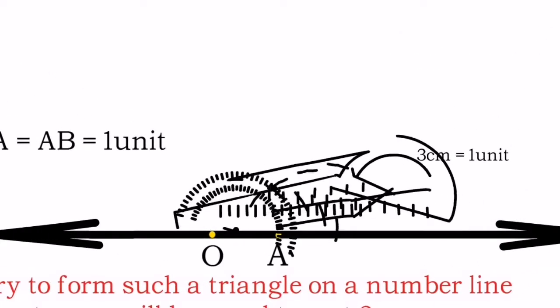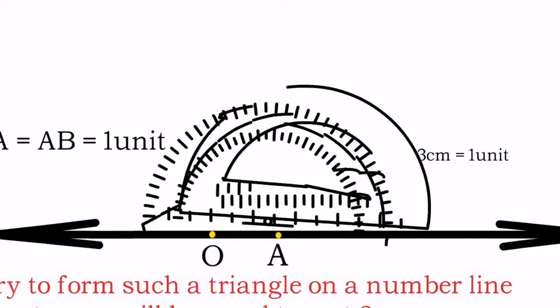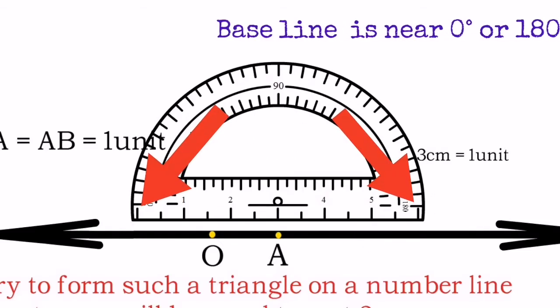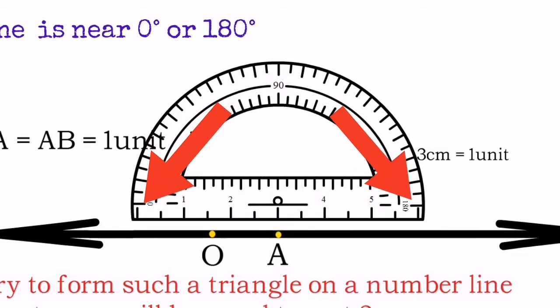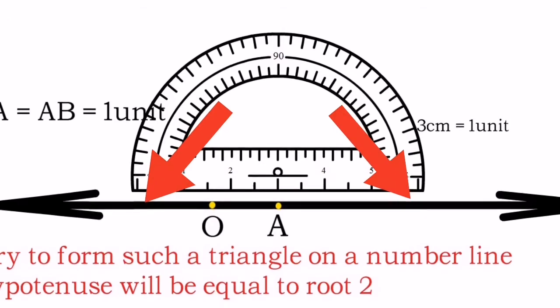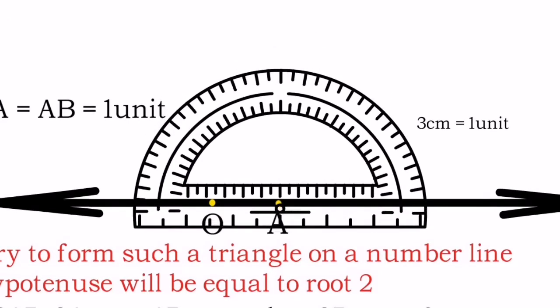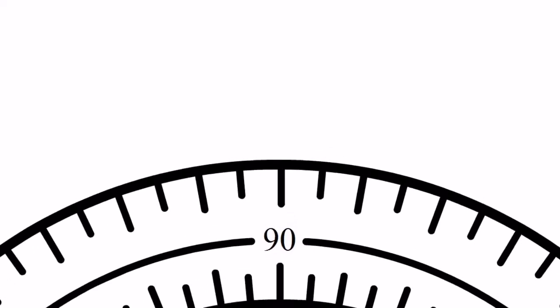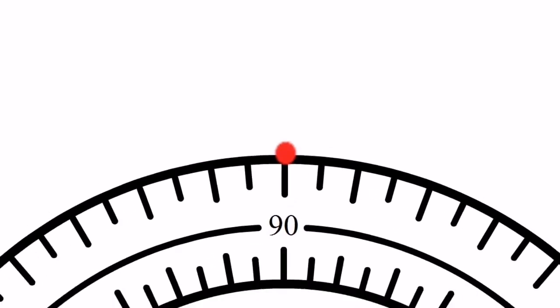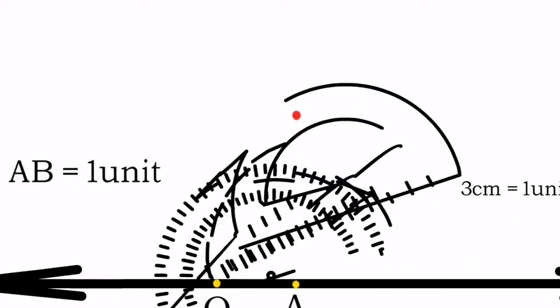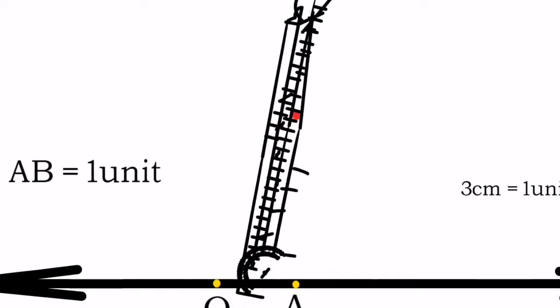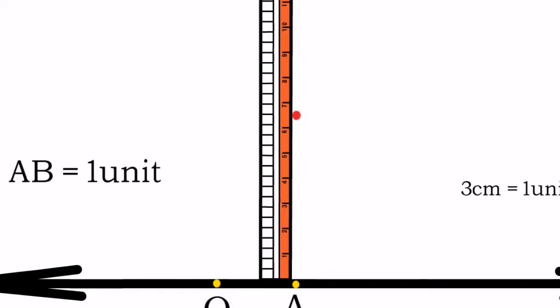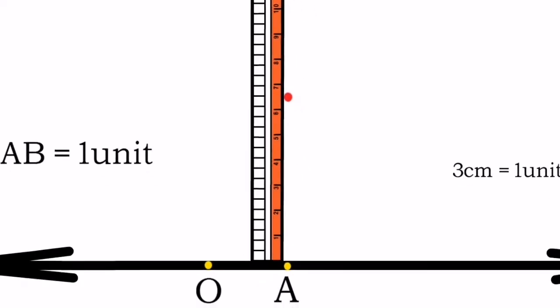So after plotting point A on a number line, we need to use a protractor to draw a perpendicular line at point A. For that purpose, keep the protractor in such a way that the baseline of the protractor will overlap the number line and the central point will overlap point A. After that, mark the 90 degree with the help of the protractor and draw line AB that will be perpendicular to the number line at point A, and do not forget to give the 90 degree sign.